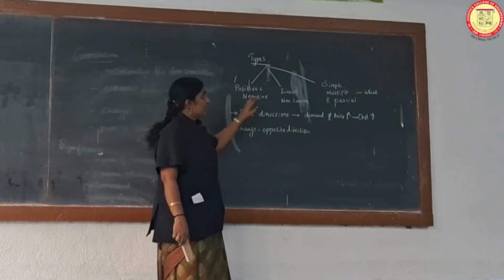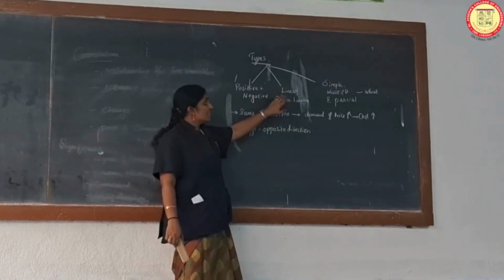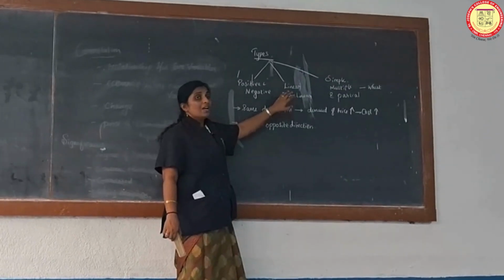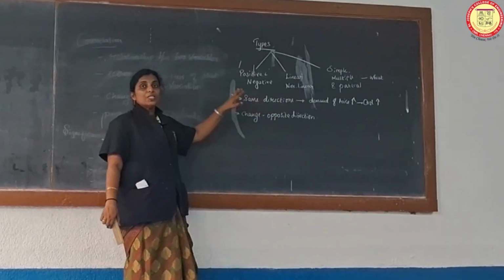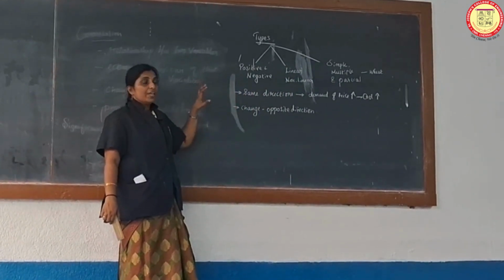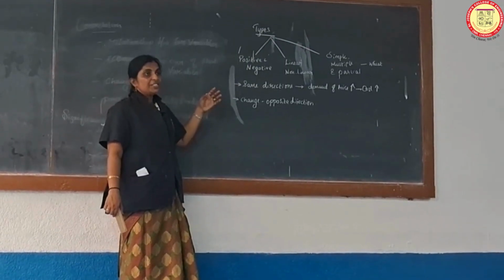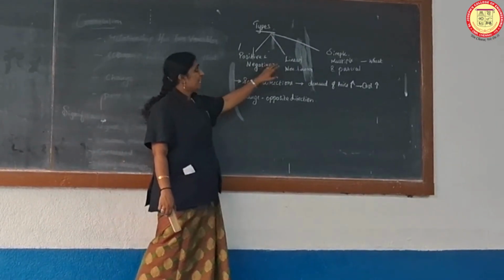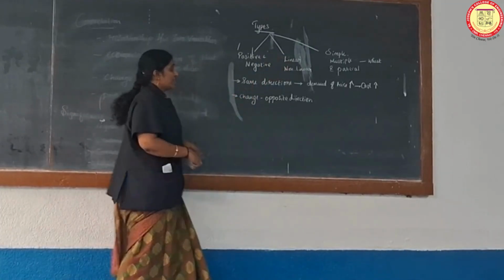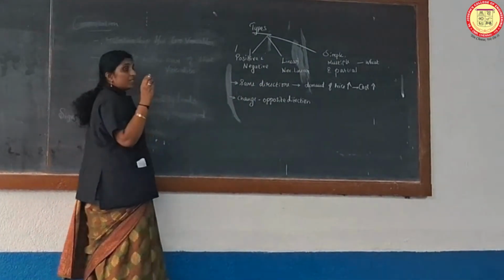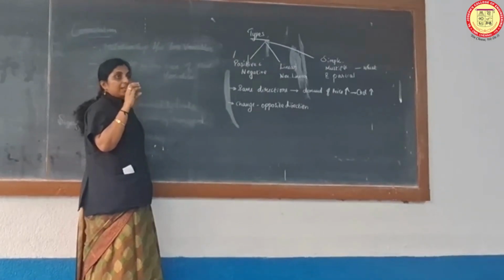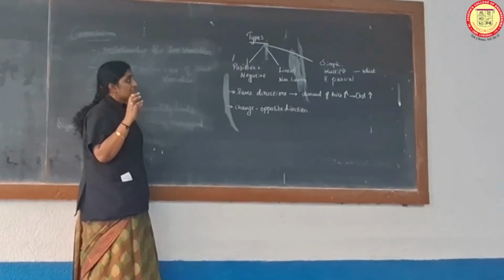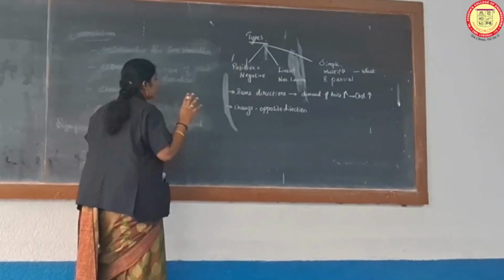The next type is linear correlation. These two types are classified based on the ratio of variations between the two variables. Linear correlation means the variables vary in a fixed proportion.